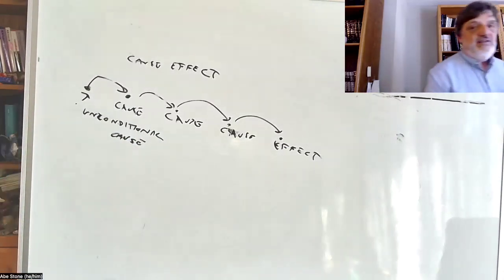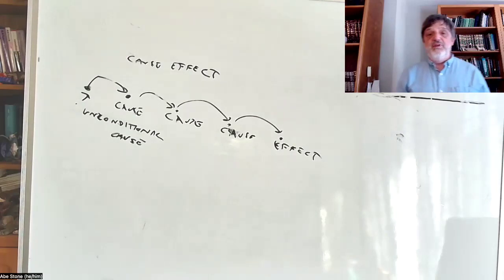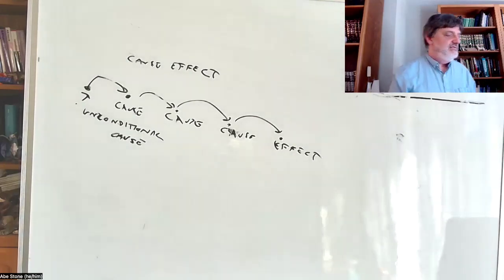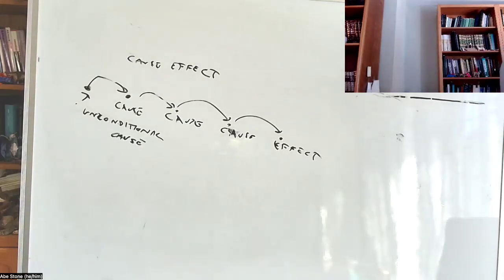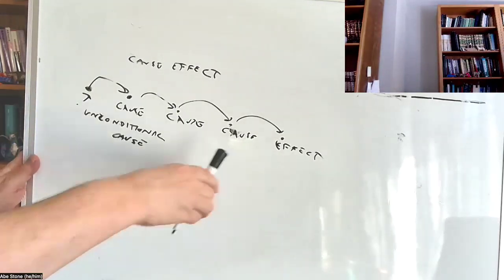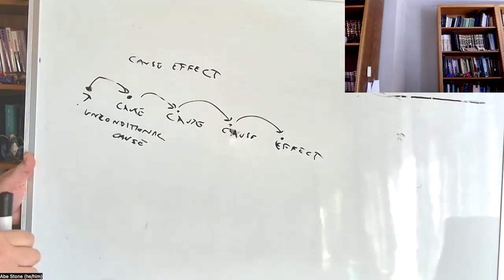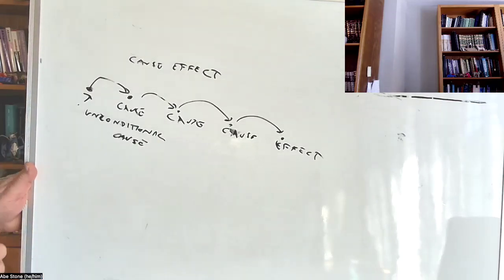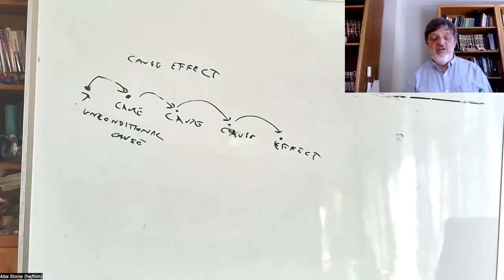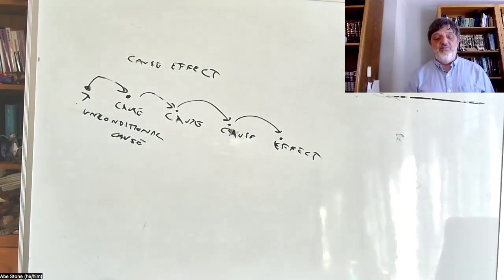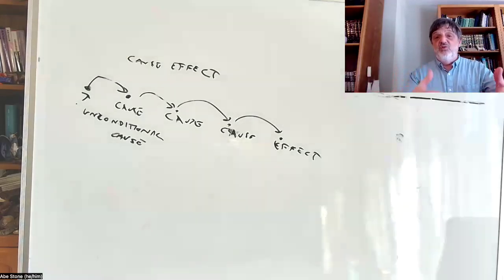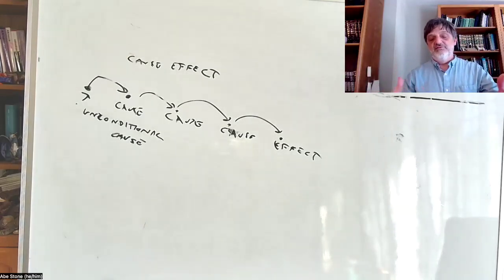Which is the beginning of the series. And that must be true for every effect. So, the easiest way to do that, and the minimum that the thesis is going to try to prove here, is that all causal chains in the world go back to one first cause.